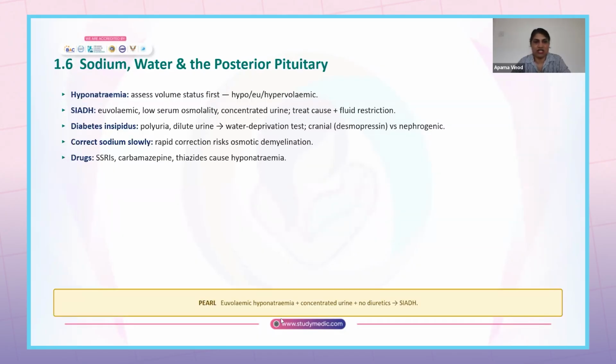Coming to sodium, water, and the posterior pituitary, because ADH is involved here. Okay, so you have a patient and the patient's sodium is only 125, say in the 120 to 125 range. How will you treat this patient? Will you directly go in for fluids, or are you going to give diuretics, or how is it going to be? So first of all, establish why there is hyponatremia.